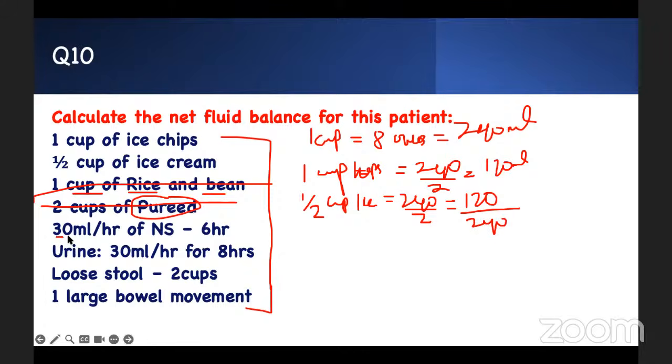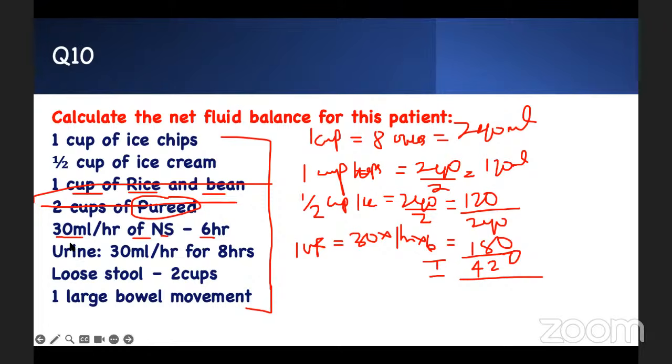Right? And now there's what? 30 ml every hour, normal saline in 6 hours. That means you receive some IV fluid. Every hour, you get what? 30 ml. So times 6, right? It's going to get times 6, which is 180. So that plus that, this plus this plus these 2, this is what? 420. Okay, so that is the total intake.